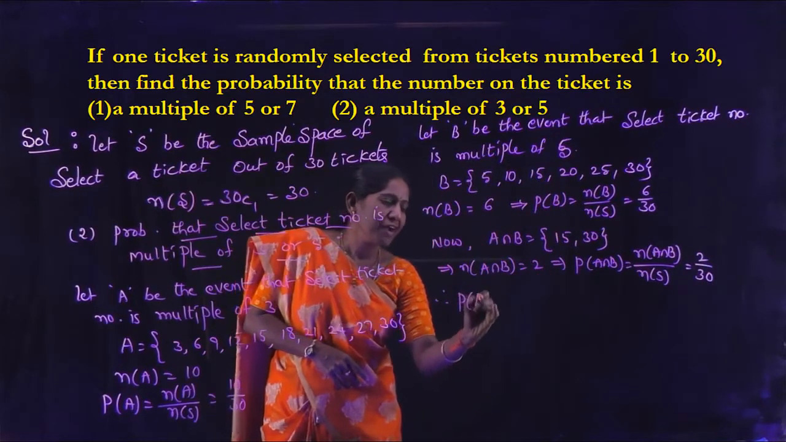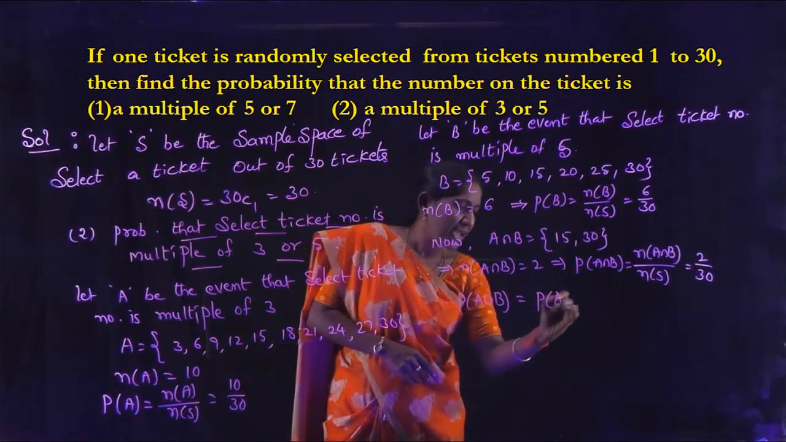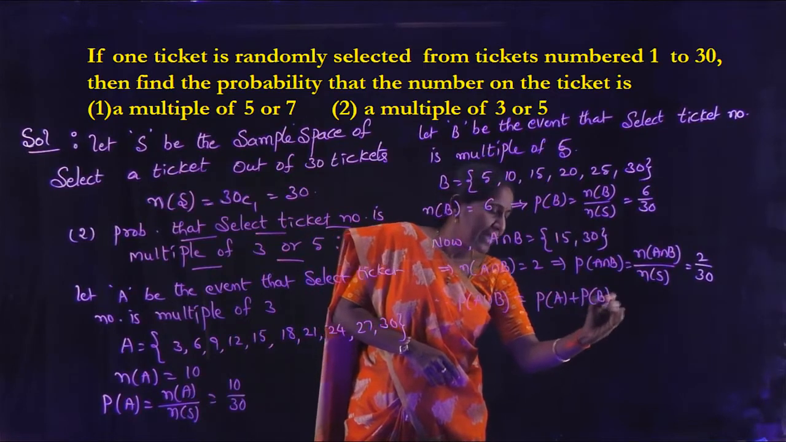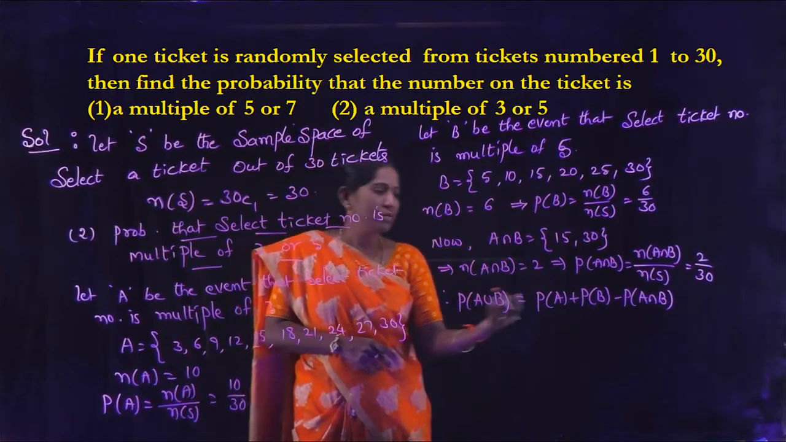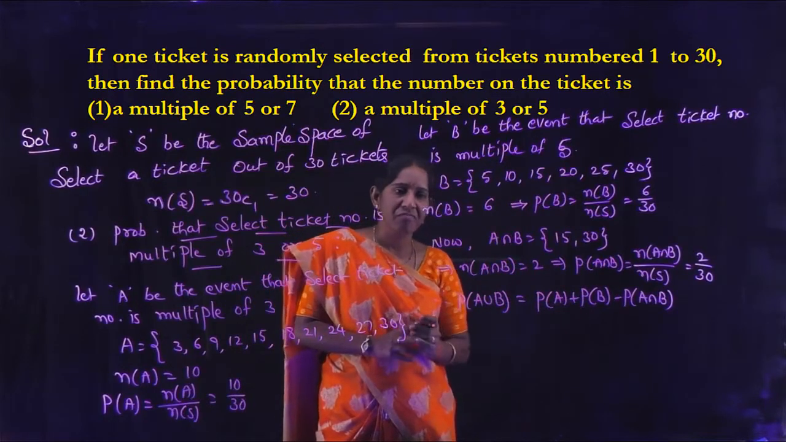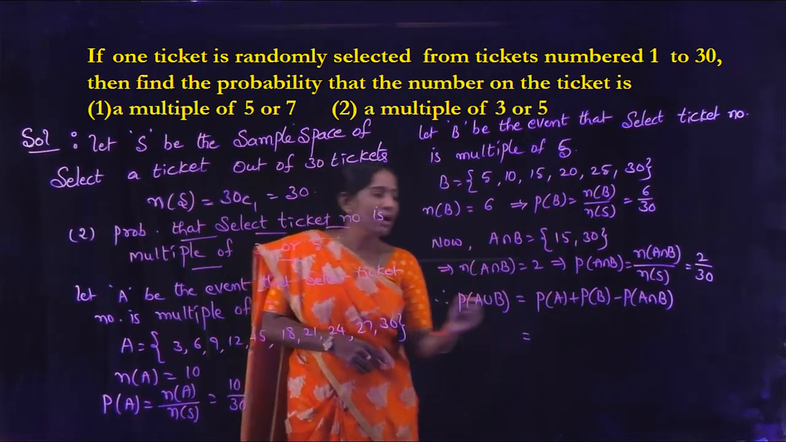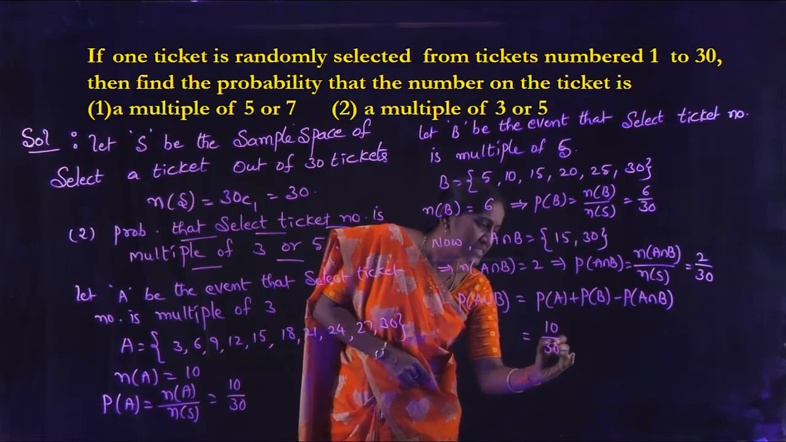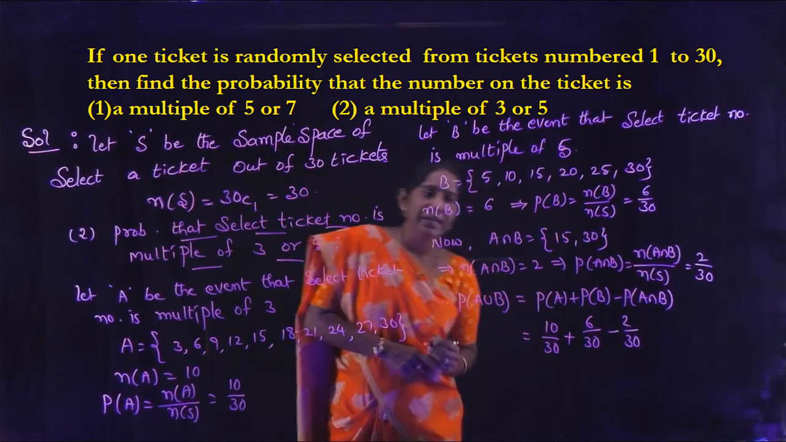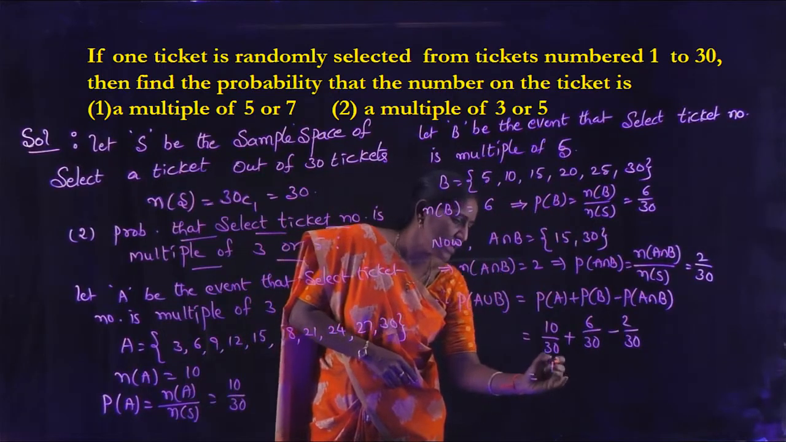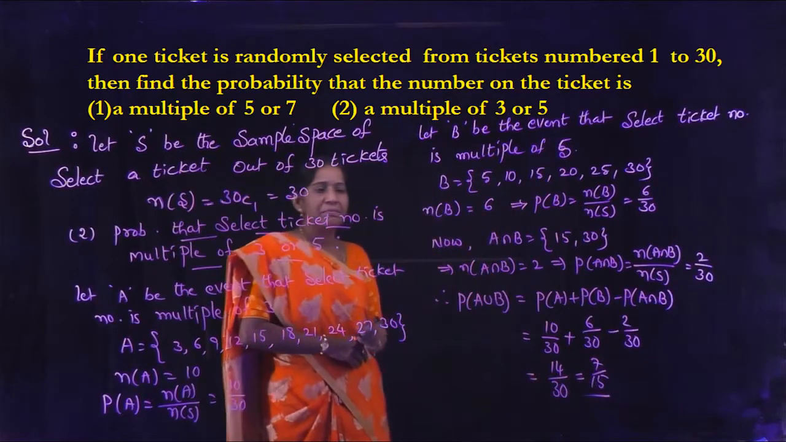Therefore, we have to find P(A union B). That value is P(A) plus P(B) minus P(A intersection B). Then substitute the values: P(A) 10 by 30 plus P(B) 6 by 30 minus P(A intersection B) 2 by 30. Then this is 14 by 30. By cancellation we get 7 by 15.